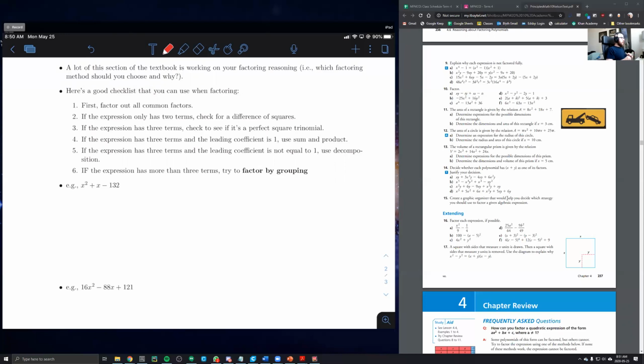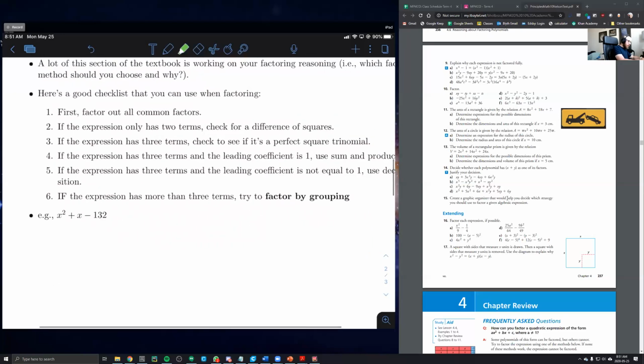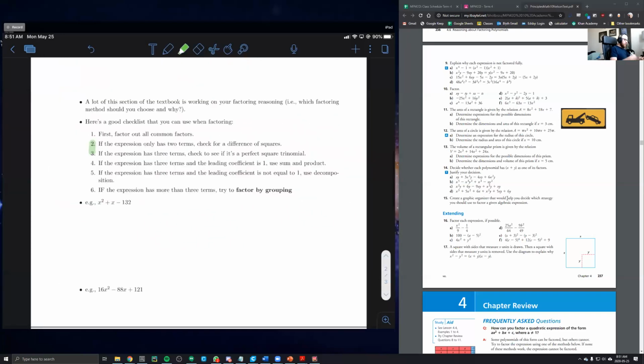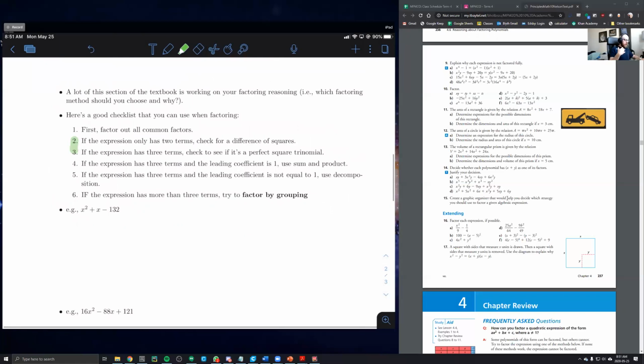Okay, so here is the checklist, the step-by-step process that you're going to do whenever you're trying to factor something. Now, if you guys have been practicing your factoring, you're already doing all of these steps anyways. The only real new ones that we're adding in here are step 2 and step 3: the difference of squares and the perfect square trinomial questions, okay?